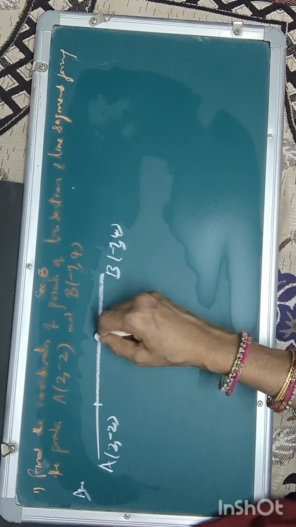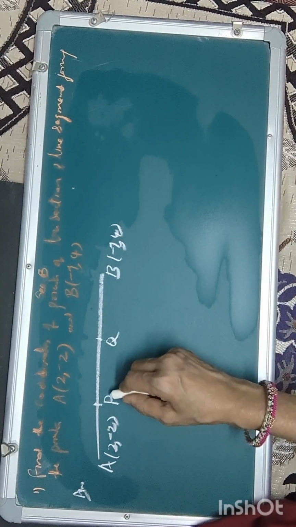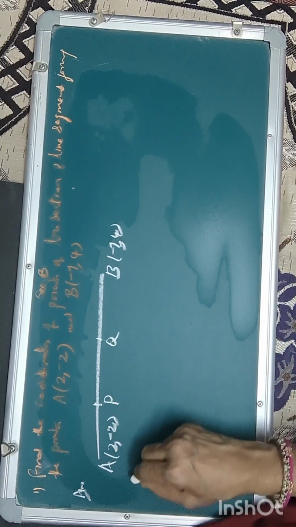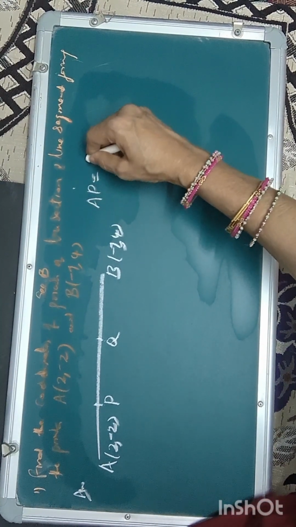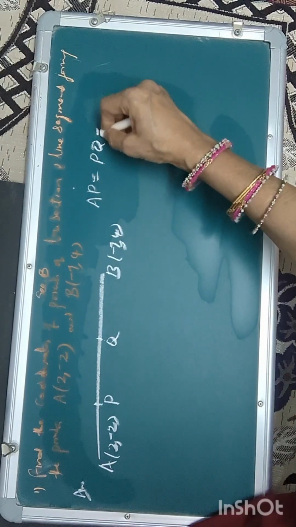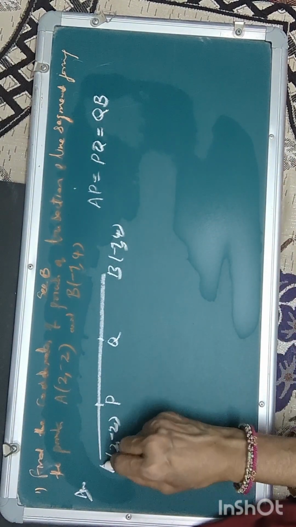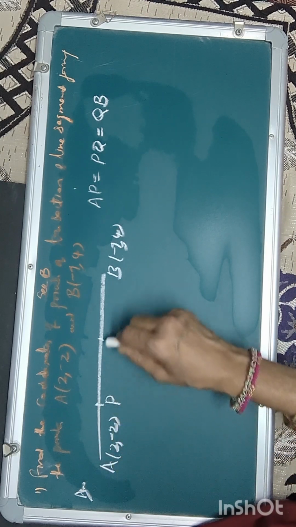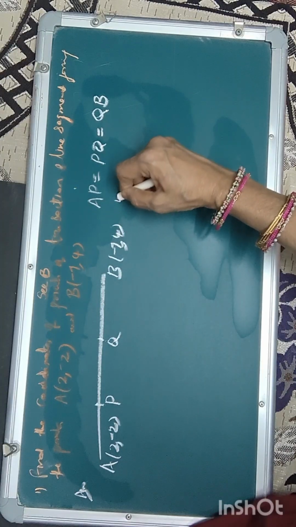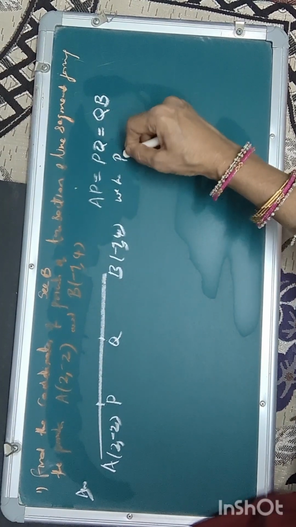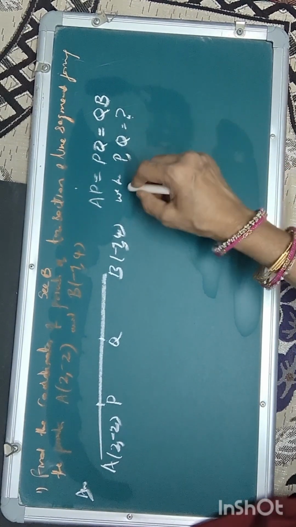P is one point and Q is the other point. This is P and this is Q. So AP is equal to PQ is equal to QB. These are 3 equal parts. So we have to find P comma Q. P comma Q is equal to how much?